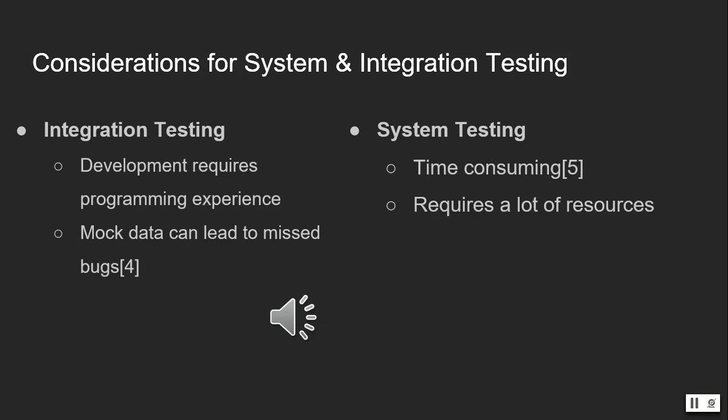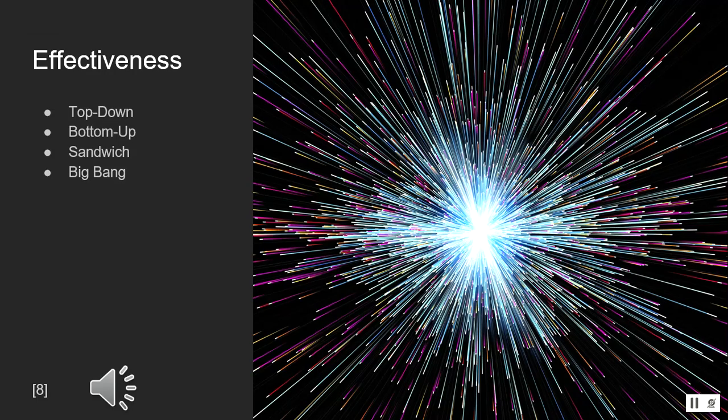When looking at system testing, it can be time-consuming because it involves going through the entire software system and evaluating the effectiveness. It can also include many people like the developer, clients, and sponsors, so system testing can require a lot of resources as well as time. To understand the effectiveness of integration and system testing, we must understand that there are 4 main approaches to this problem.